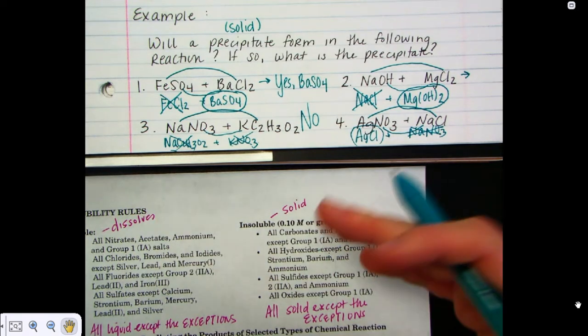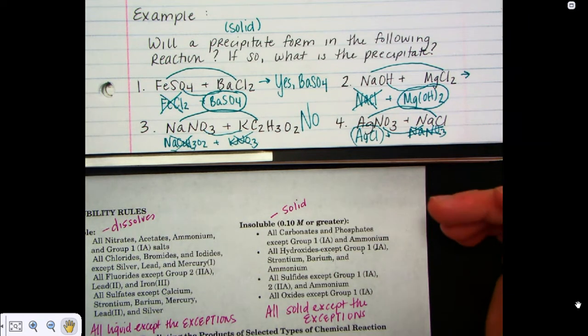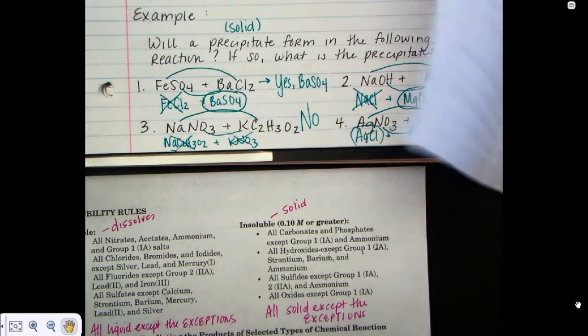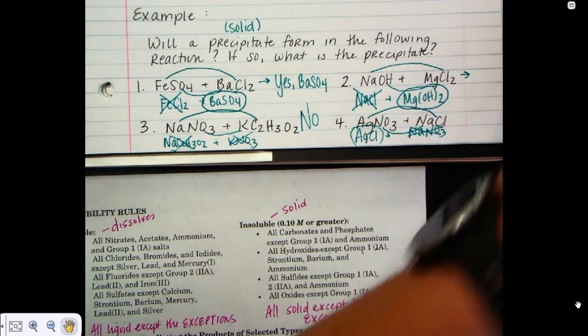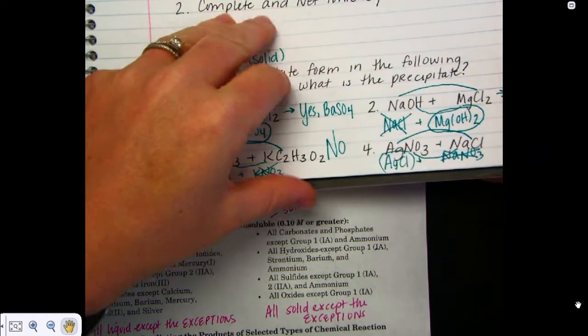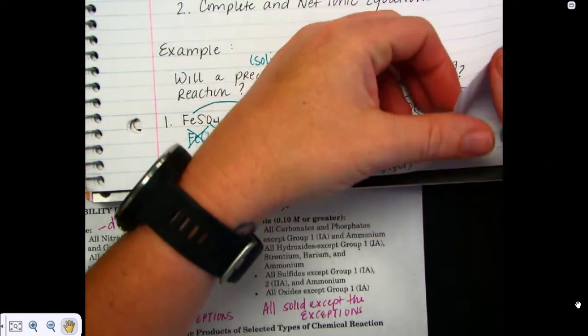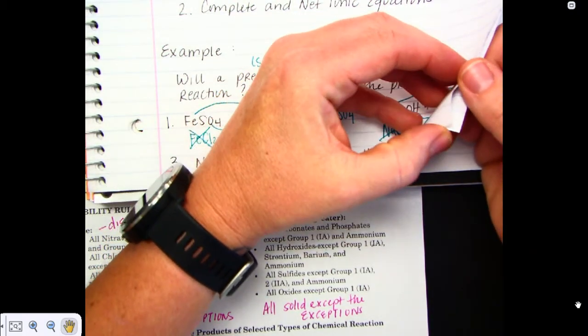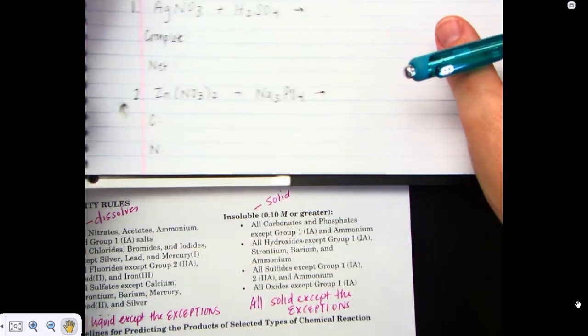Okay. This same idea is going to follow us into our complete and net ionic equations in terms of it being the first step that we have to do when we determine if there is a solid. So let's look at procedure and some examples for how to write those complete net ionic equations correctly. If I could turn my page, that would be great.